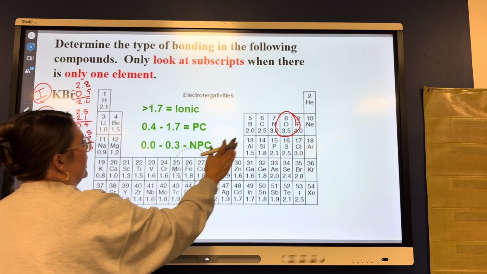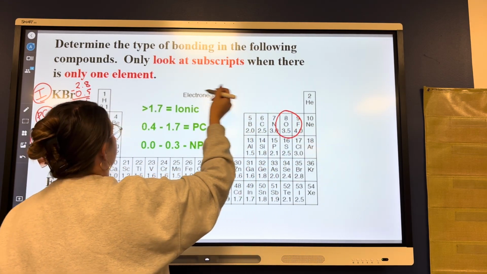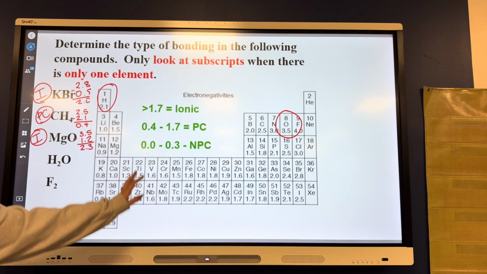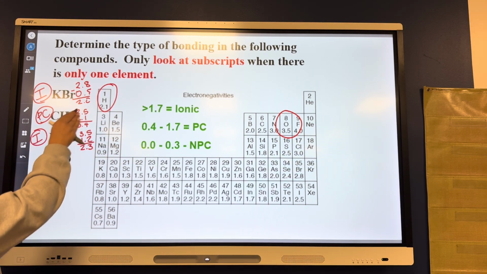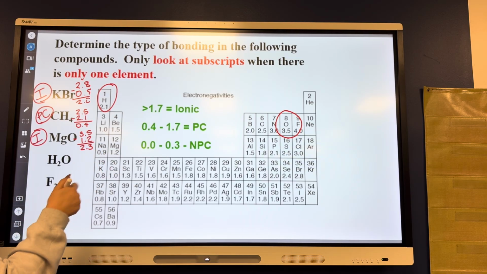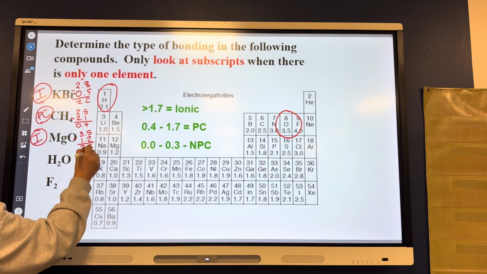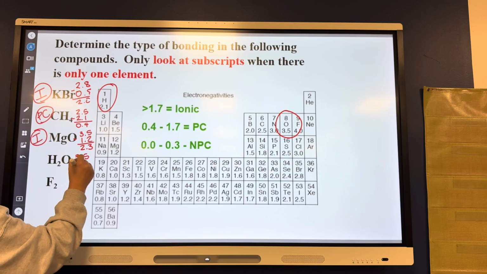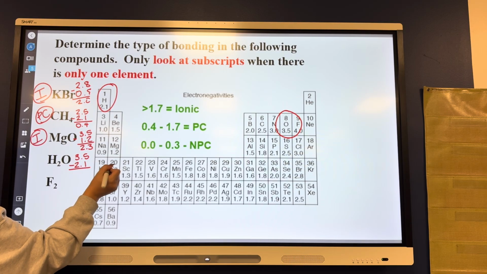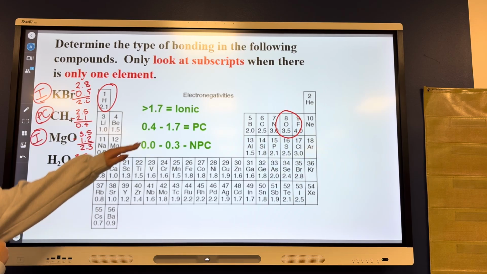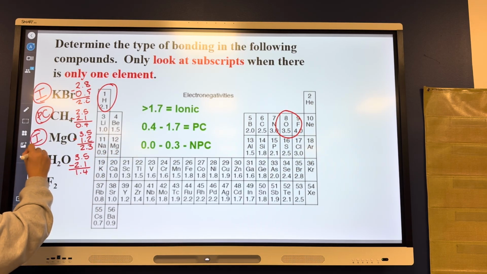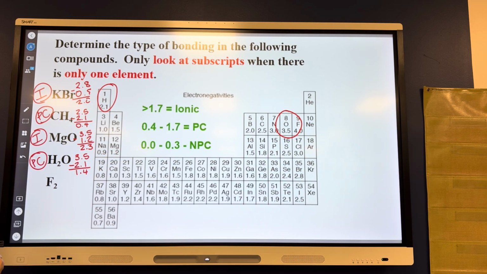Okay, let's look at H2O or water. Again, we are not going to use this subscript here. We're just going to look at the value for hydrogen and for oxygen. Oxygen is 3.5, hydrogen is 2.1. So when we subtract, we get 1.4, and that falls in the polar covalent category.